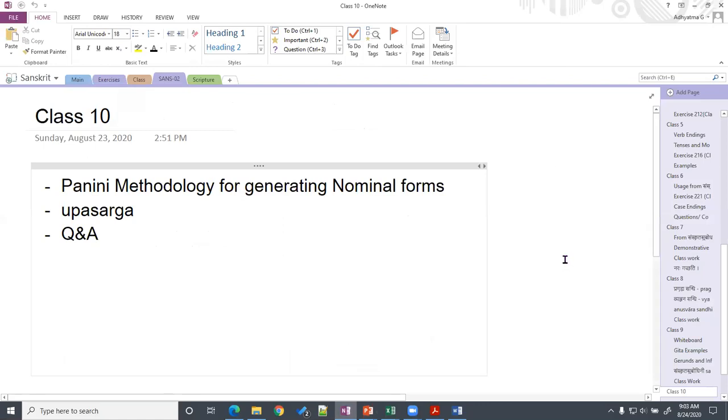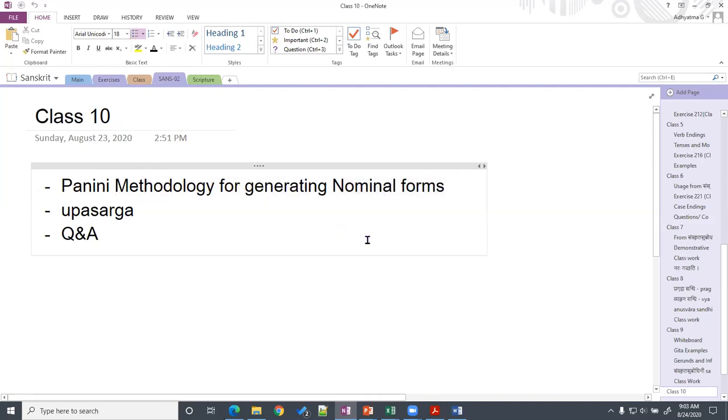Today we start class number 10 for this course, that is the grammar part of the course. We are having the parallel Bhagavad Gita classes. So today we'll cover these topics. Panini methodology for generating nominal forms.